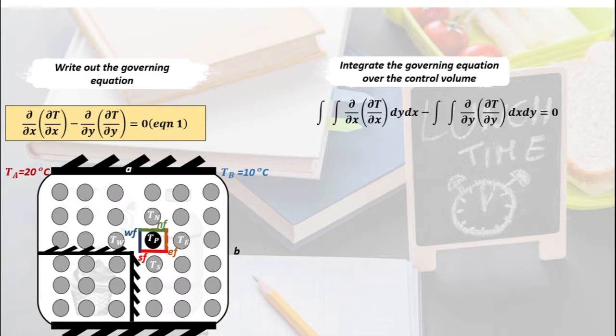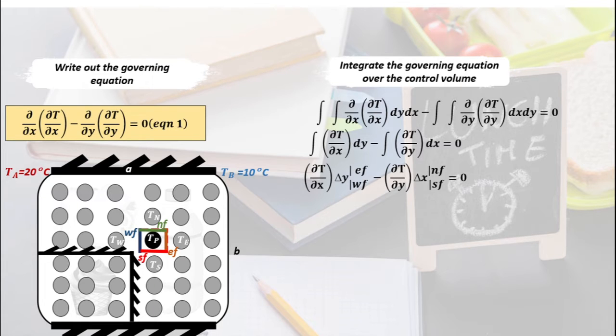So now if we integrate this equation once, this is what we get. Because for the first term, we're only integrating over dx, so the dy got carried over. Similarly, for the second term, since we're integrating over dy first, so the dx got carried over. So now we can integrate this equation one more time, and this is what we get.